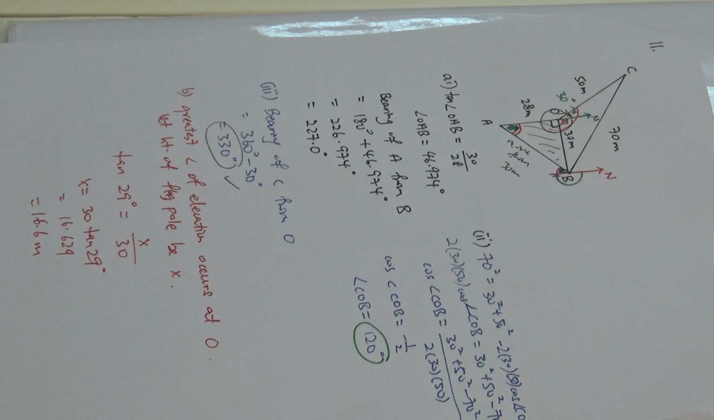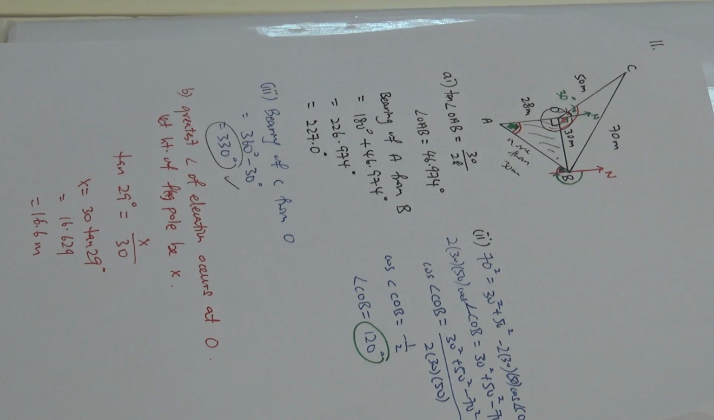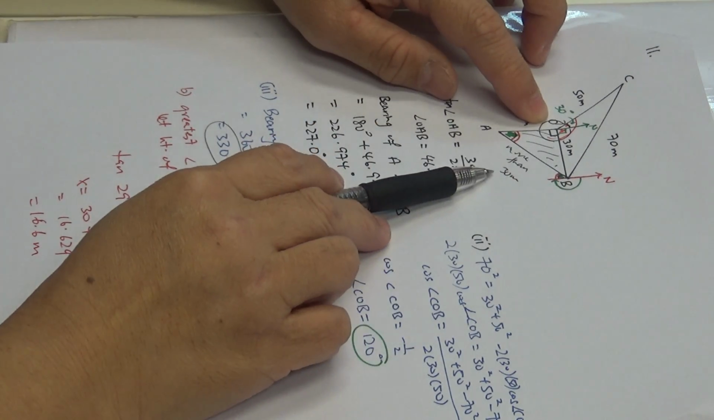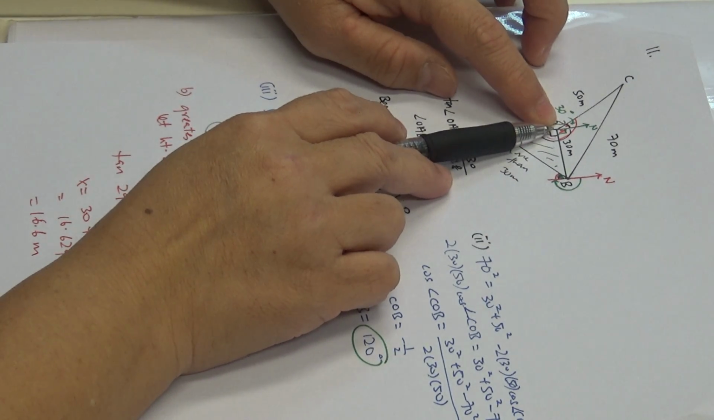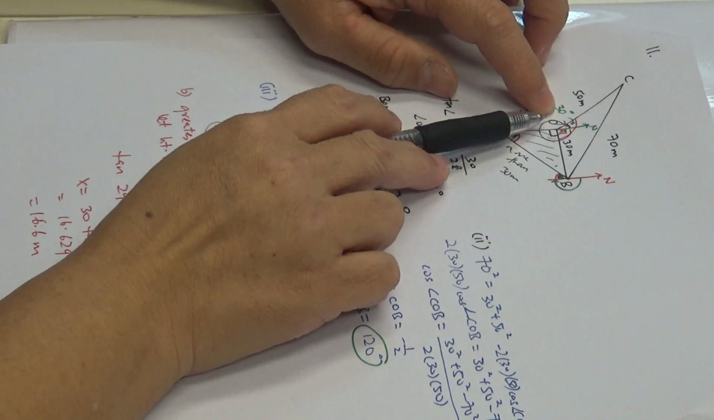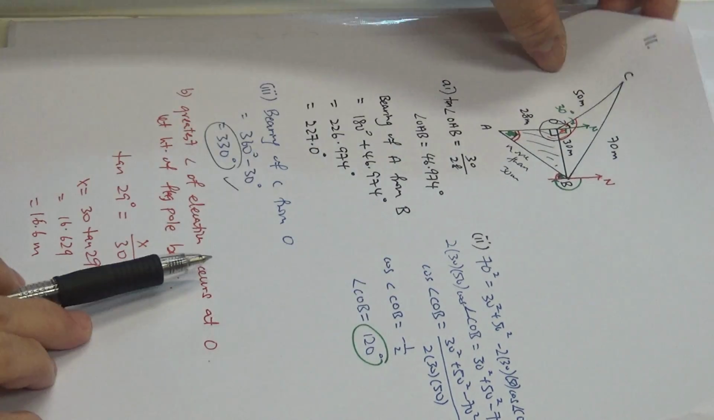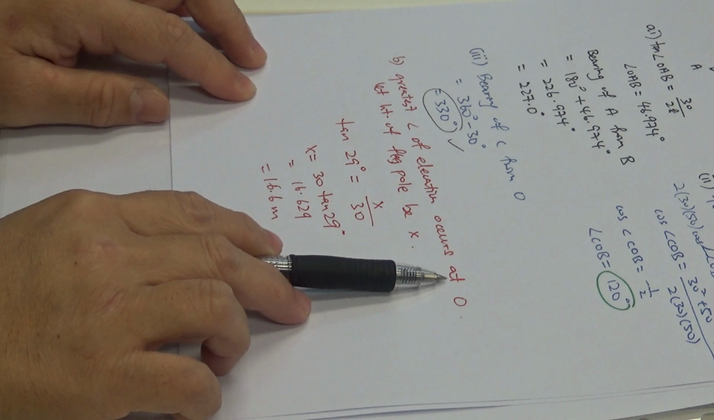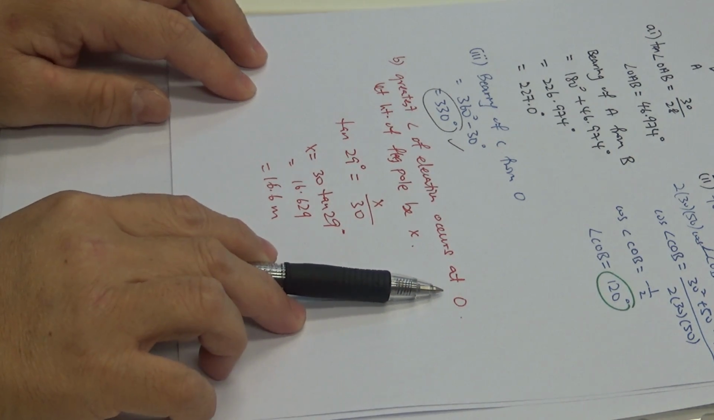Now note that the angle of elevation will be the greatest if the distance from the flagpole is the shortest. So you can see this is 70, this is 30, this is more than 30. So the angle of elevation that's the greatest will be from O. So the greatest angle of elevation occurs at O because it's the shortest distance from B.